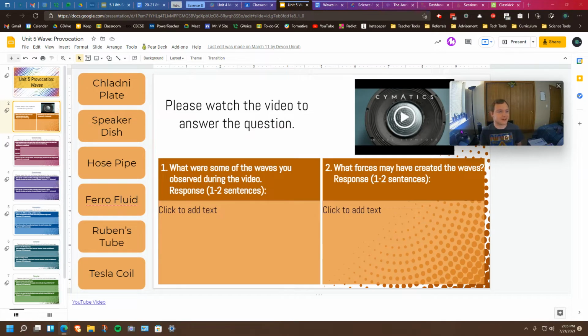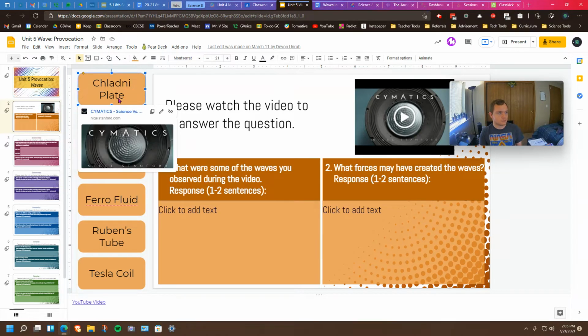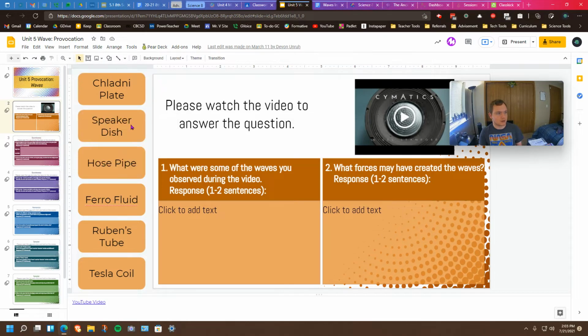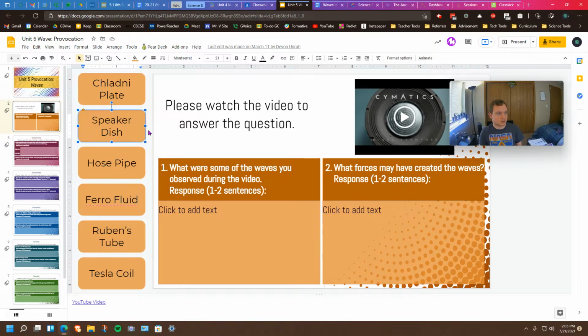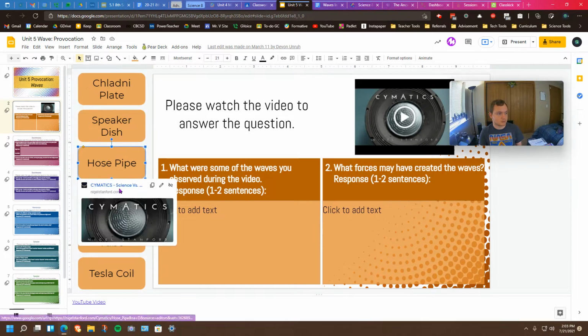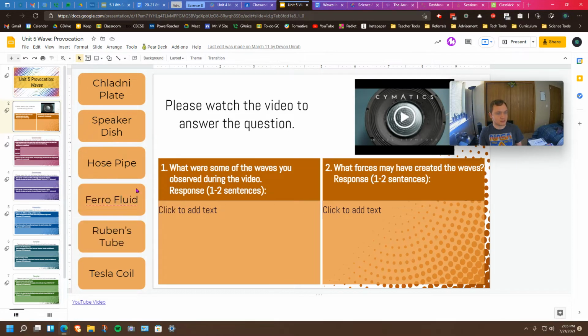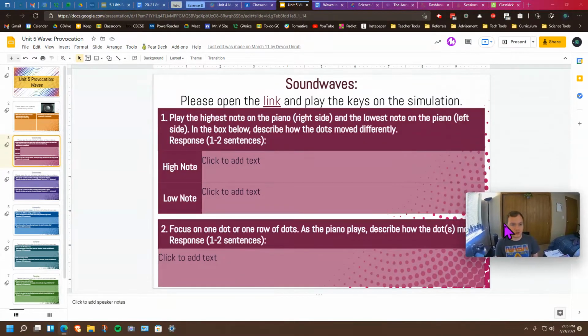Okay, number 2, what forces may have created those waves? If you want to learn more about different parts of the video, apparently you can click here. And these are specific parts that have examples of waves. Cool. If we go on to slide 3, this is where you're going to be using this kind of tool.